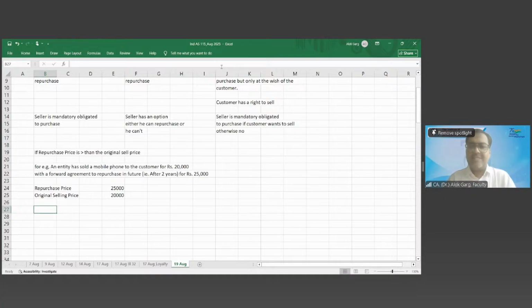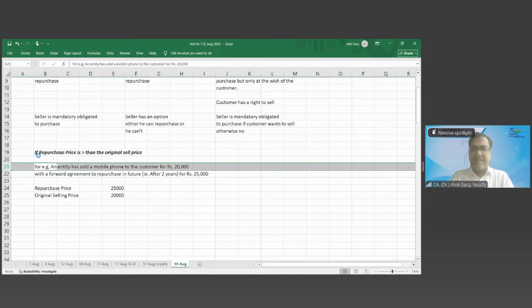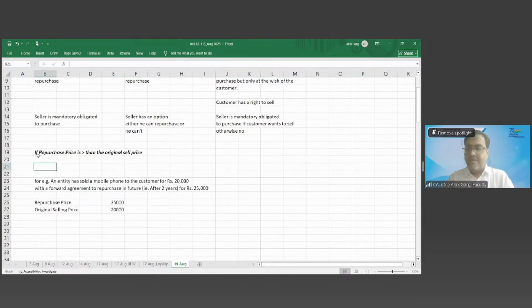So in this case, this will be considered as a financing transaction, right? If the repurchase price is greater than the original price, then it will be a financing transaction. It will not be a sale transaction under Ind AS 115. It will be a financing transaction.